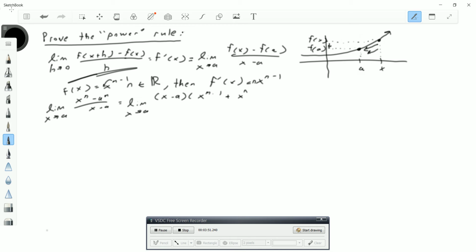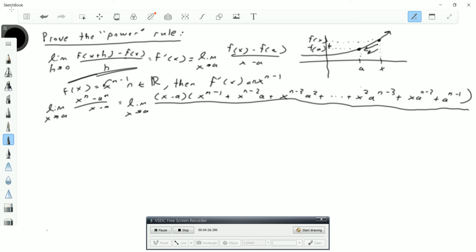Okay. Plus x to the n minus 2 a plus x to the n minus 3 a squared plus dot dot dot plus x squared a to the n minus 3 plus x a to the n minus 2 plus a to the n minus 1. And I wrote that out a little more than I probably should have, but that's the idea, over x minus a. Now, you can kind of convince yourself this is true if you imagine foiling this out.